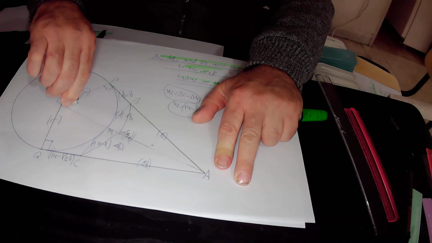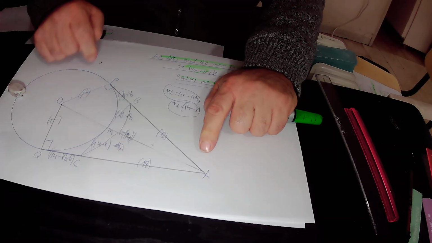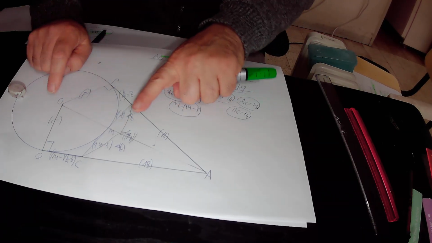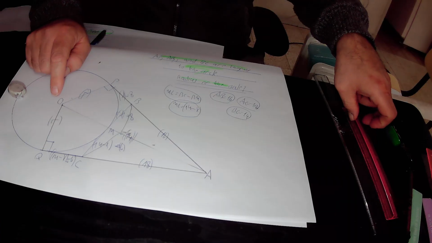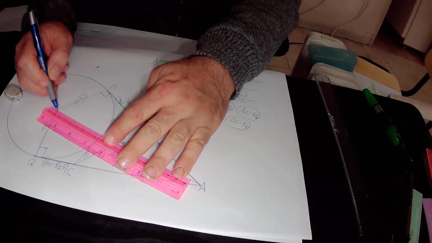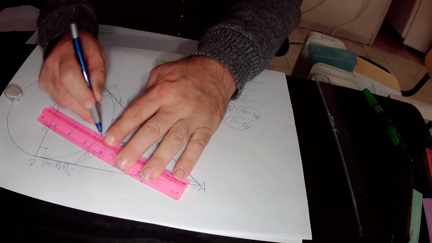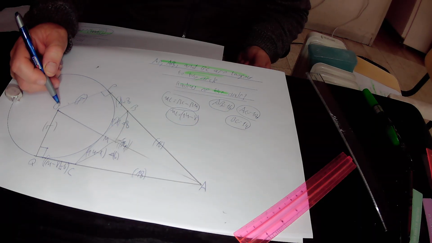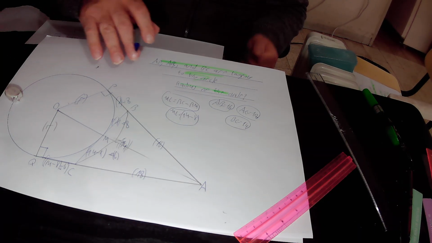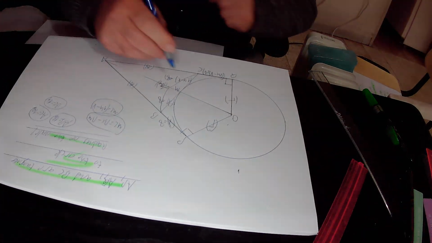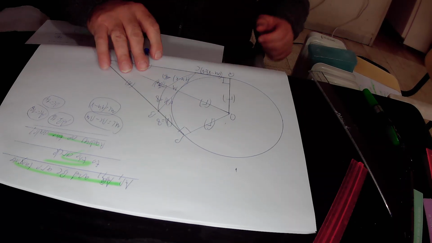We'll join points O and M together by a straight line. Repeat again, we'll join point O, that is the center of the circle, with point M, that is the point of tangency of BC with this circle. Point O is the center of this circle, point M is a point on the circle itself, therefore OM is the radius of this circle. This equals R.